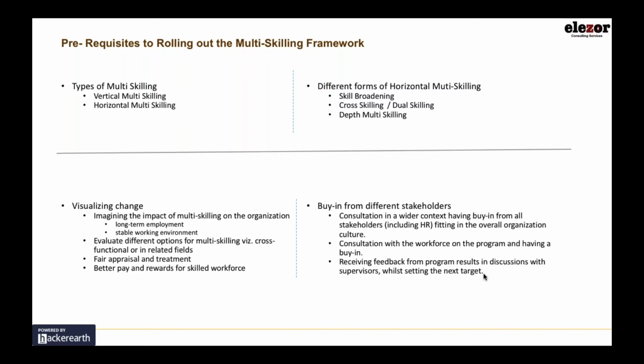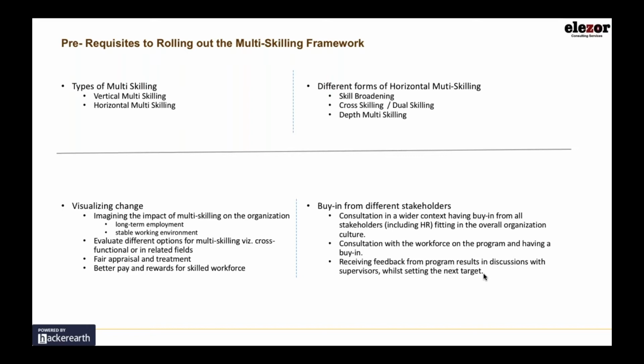So quickly, multi-skilling, I believe all of you would know, is of two types. Basically it is vertical multi-skilling and horizontal multi-skilling. And when it comes to horizontal multi-skilling, there are other types of multi-skilling under that, which are called skill broadening, cross-skilling, dual skilling, and depth multi-skilling. So talking about vertical multi-skilling, what is vertical multi-skilling?